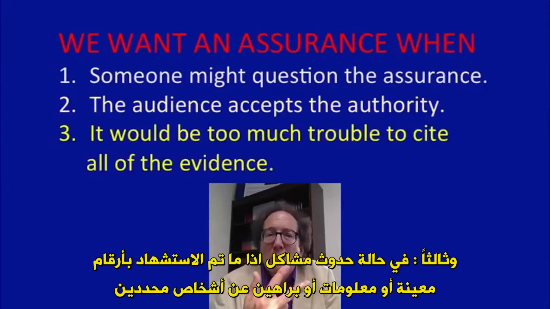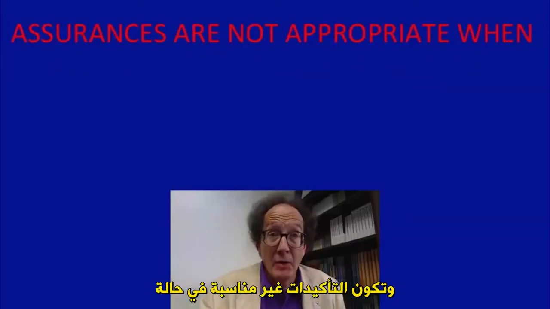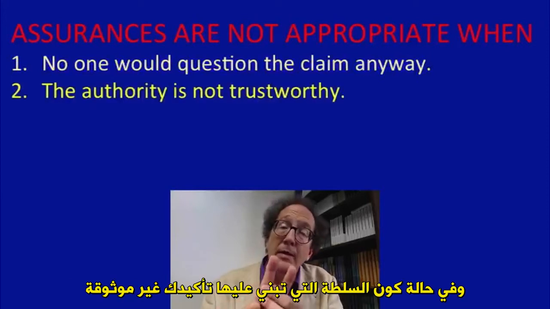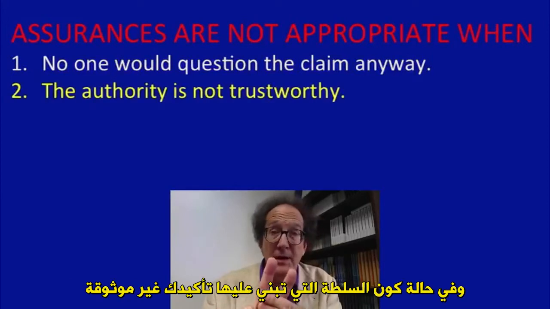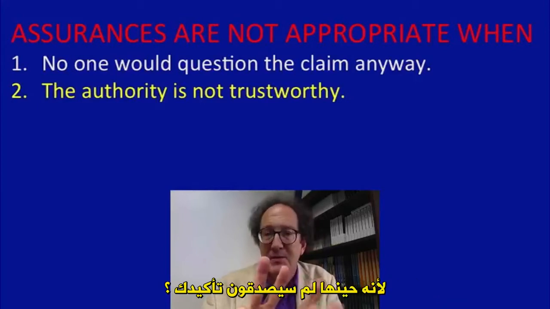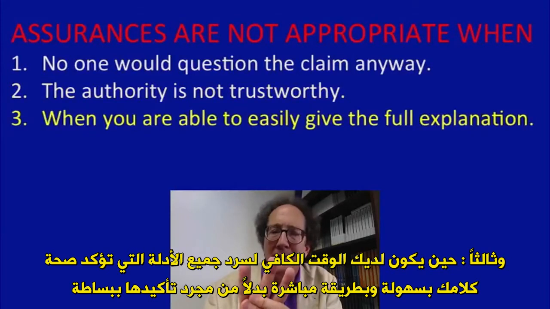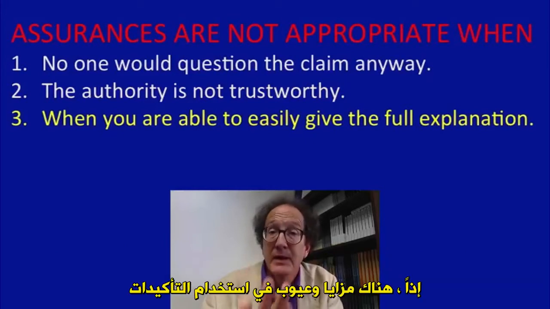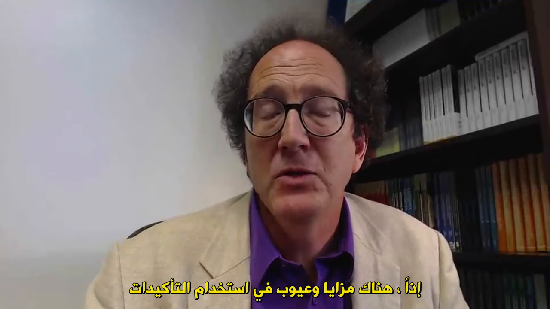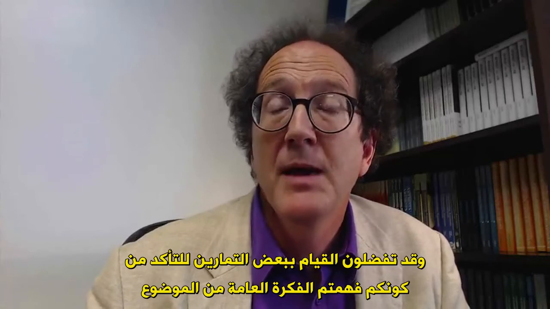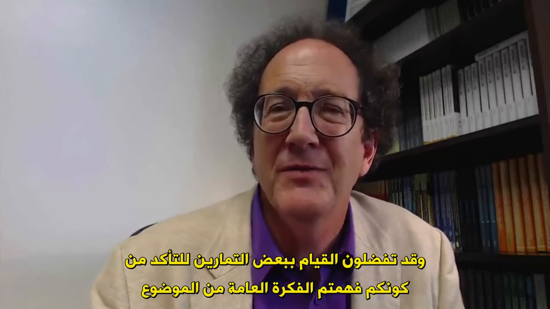in the particular case. But assurances are not appropriate when nobody would question the claim anyway, then why are you wasting your time assuring people? When the authority that you're basing your assurance on is not really trustworthy, because then why should they believe your assurances? And third, when you've got plenty of time and it would be really easy to give the reason straightforwardly instead of simply assuring them. So we've got good and bad uses of assurances, and I hope we understand what they are and how to distinguish them. But let's do a few exercises just to make sure that we've got the general idea.